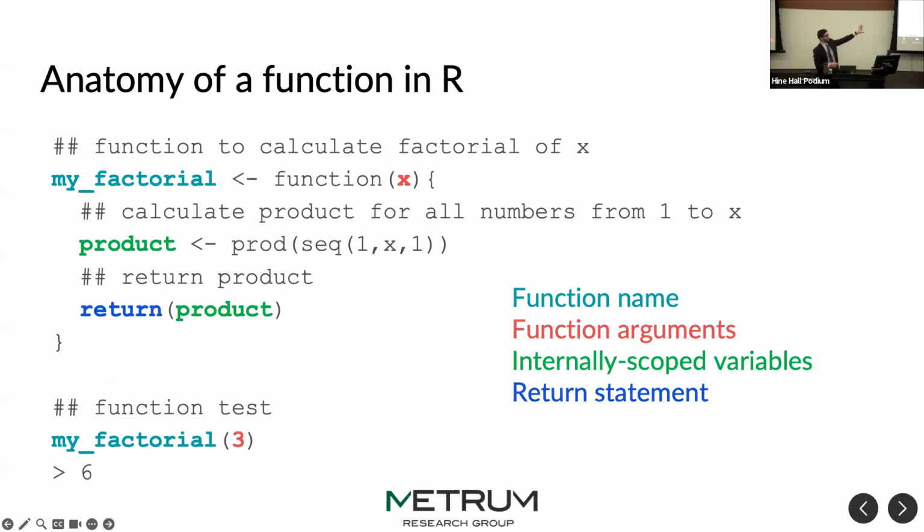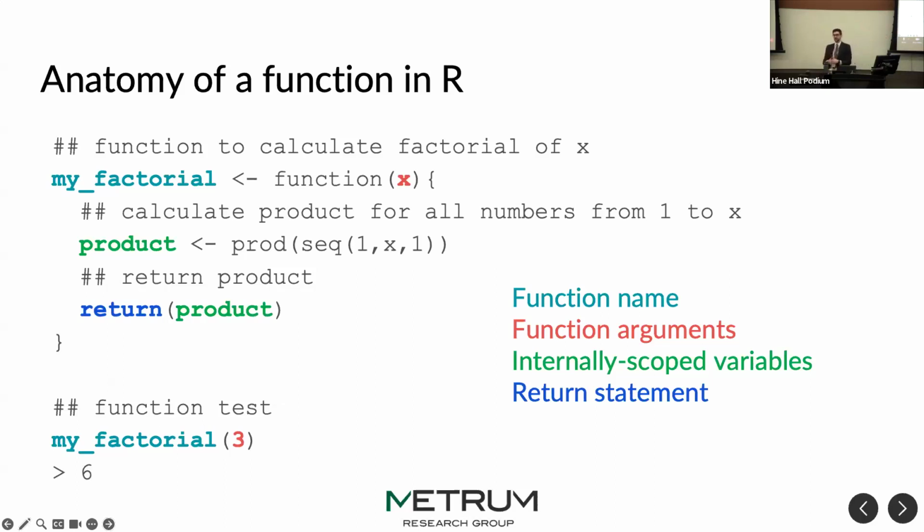So first, we have the function name. On the left-hand side of the assign is what you're going to name your function. When you call your function on the bottom here, that is the name you will use to call your function. Then we're going to assign, and we're going to say this is a function, and then x is an argument. You can have multiple arguments.